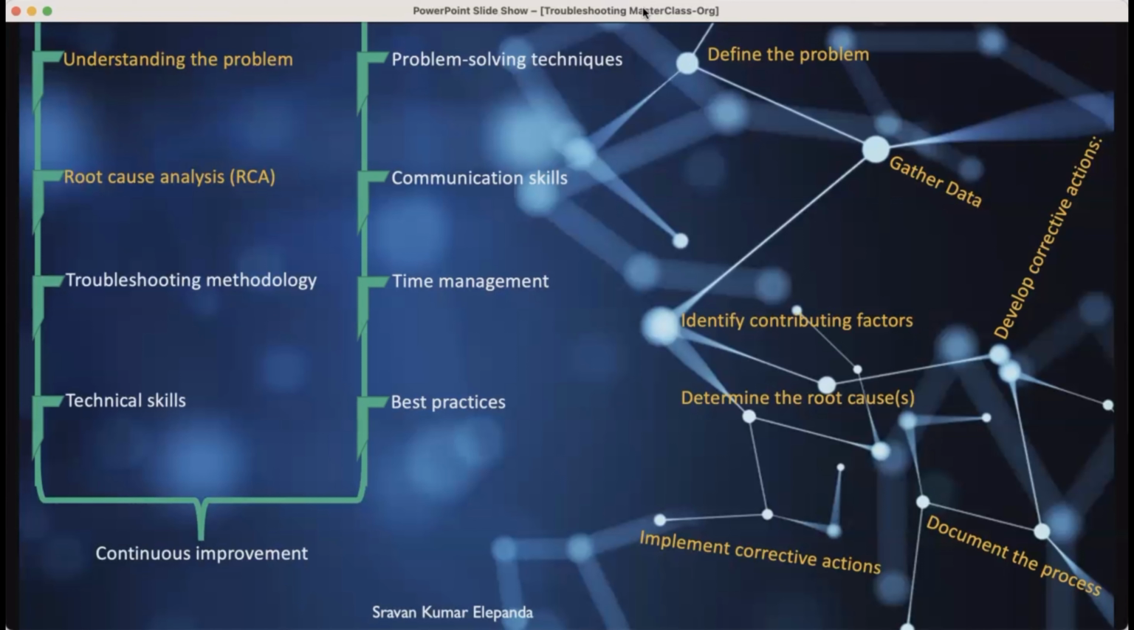Once you have the root cause, you need to plan for your long-term fix. Then you need to develop corrective actions, document the process, and implement the appropriate corrective actions. These are all part of your game while you're doing root cause analysis. So as I mentioned, root cause analysis is one of the methodologies widely used in enterprises while troubleshooting larger issues or problems.